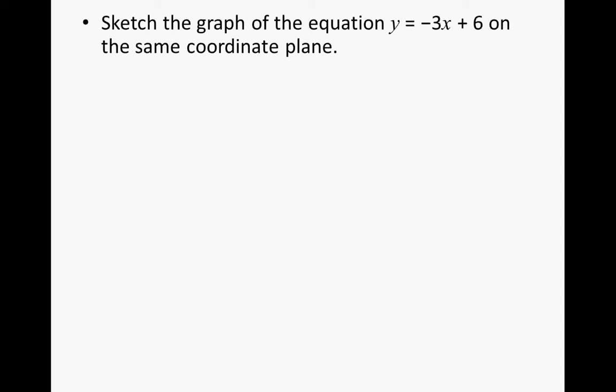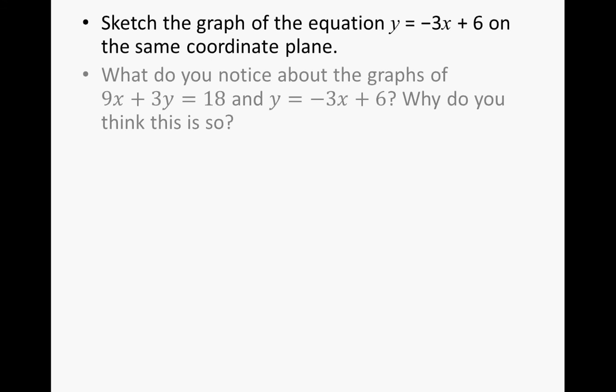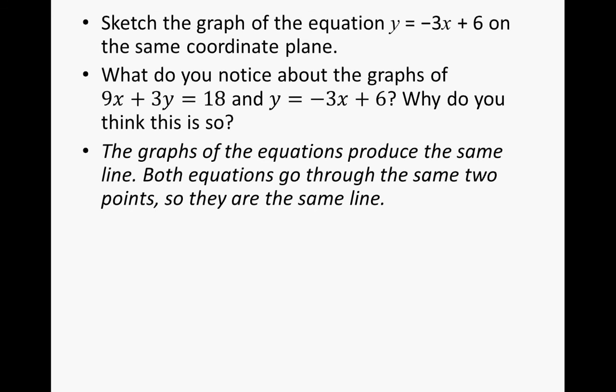Alright, you should be done graphing. So what do you notice about the graphs of 9x plus 3y equals 18 and y equals negative 3x plus 6? Why do you think this is so? Well, the graphs of the equations produce the same line. Both equations go through the same 2 points, so they are the same line.